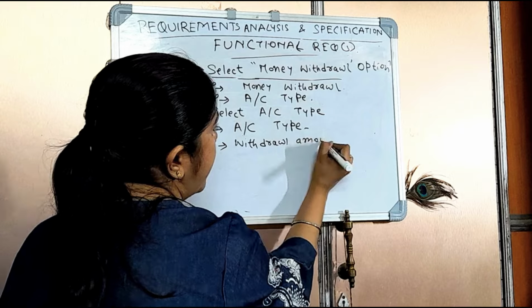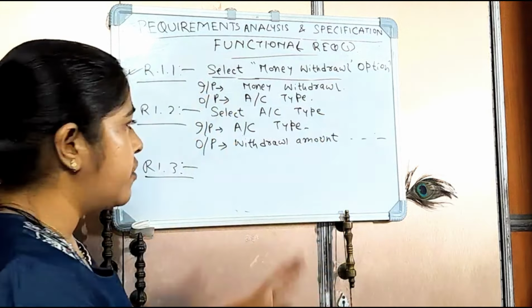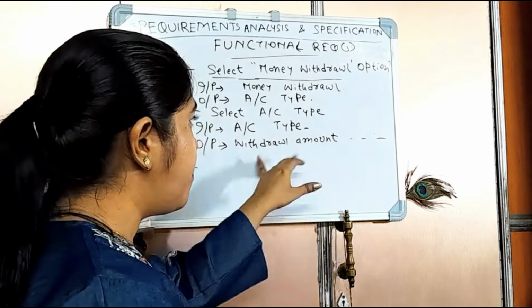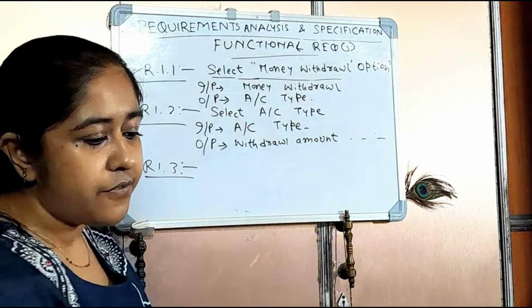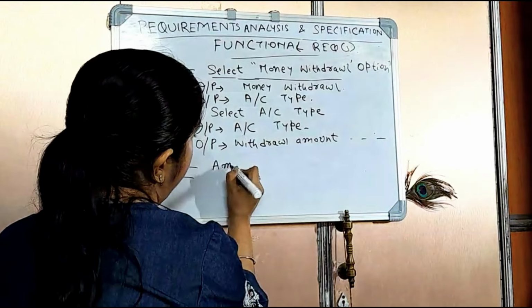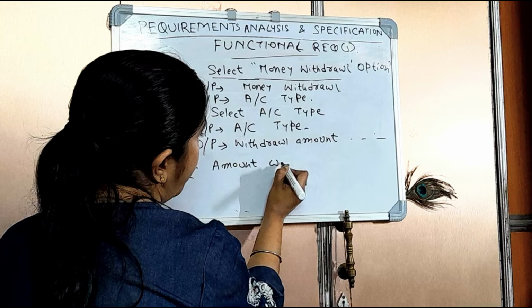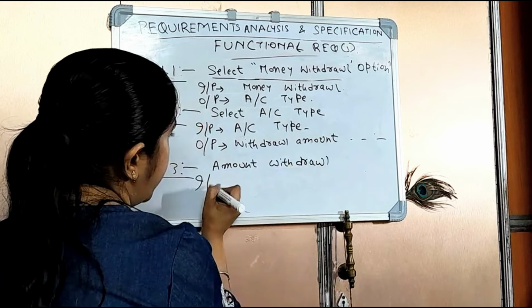It will ask about that one. Maybe the range, which range is there, a particular range. So this will be your output. Then now, the third function is what? Amount withdrawal. Here it will be amount withdrawal. For this, what will be the input?